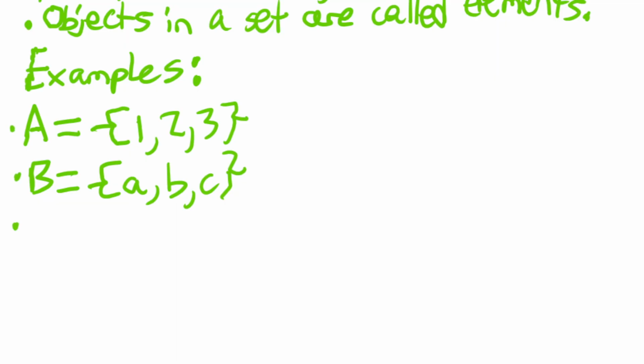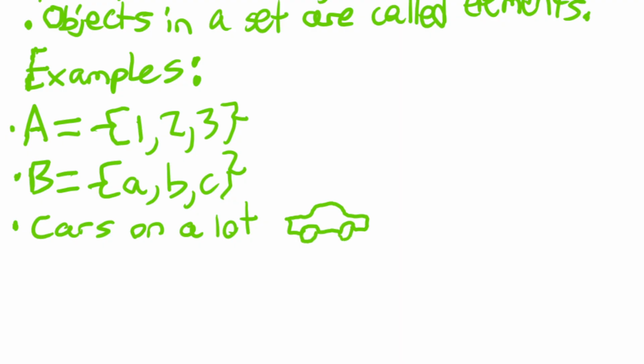Another example could be cars on a lot. Just draw a car here. Should give some neat little pictures to go with these lecture series. So say you have a car, and then you have a truck. So if you were to describe the cars on this lot, you would have car, car, and truck.